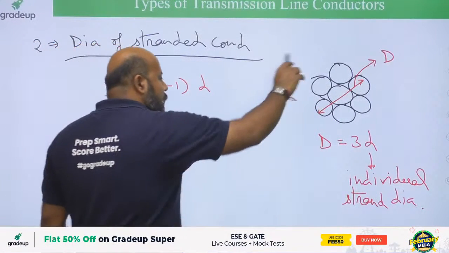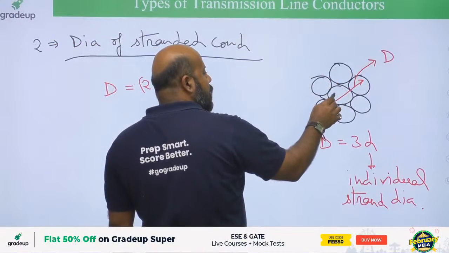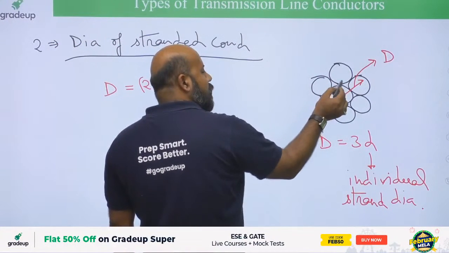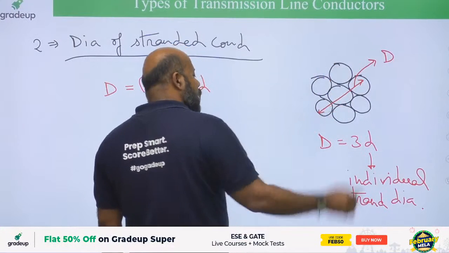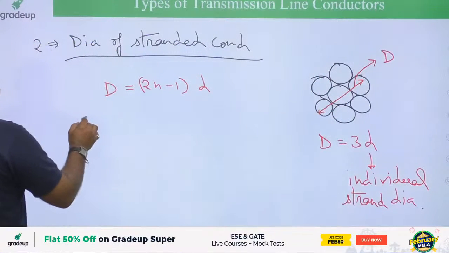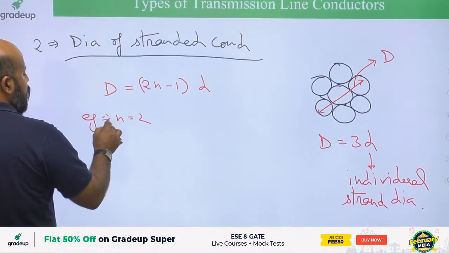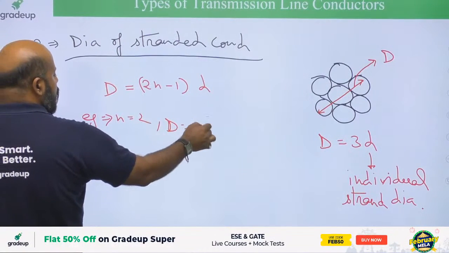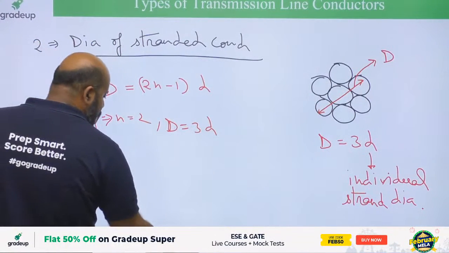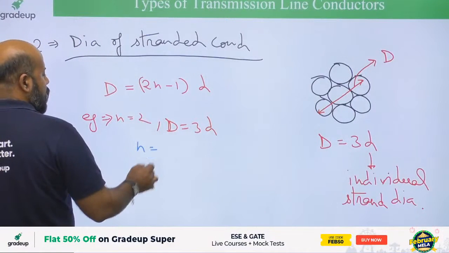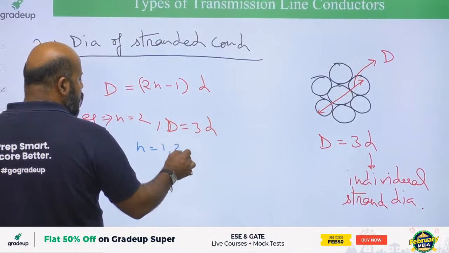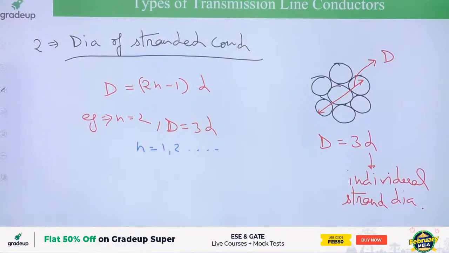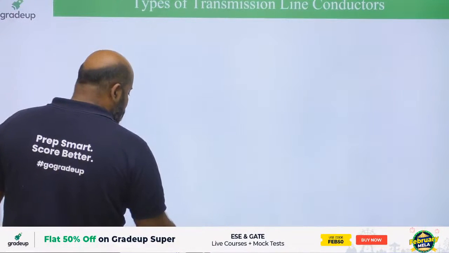If you see how many layers are present in this stranded conductor, this is first layer and this is second layer. First layer is core strand, and after that second layer it is having 6 strands. So you have to put, for example, n is equal to 2. So you will be getting D is equal to 3d. Here the values of n you can range from 1, 2 and so on. Everybody just tell me in the comment section, are you able to follow this or not? Extremely simple, but extremely important also.